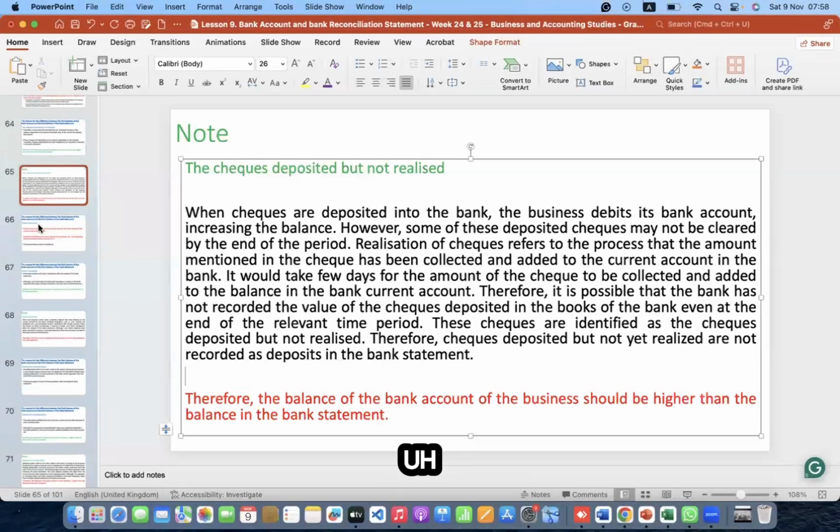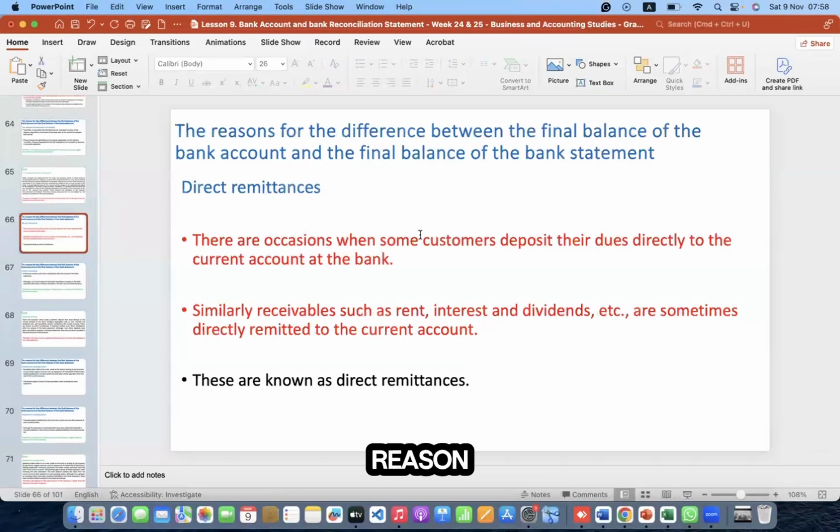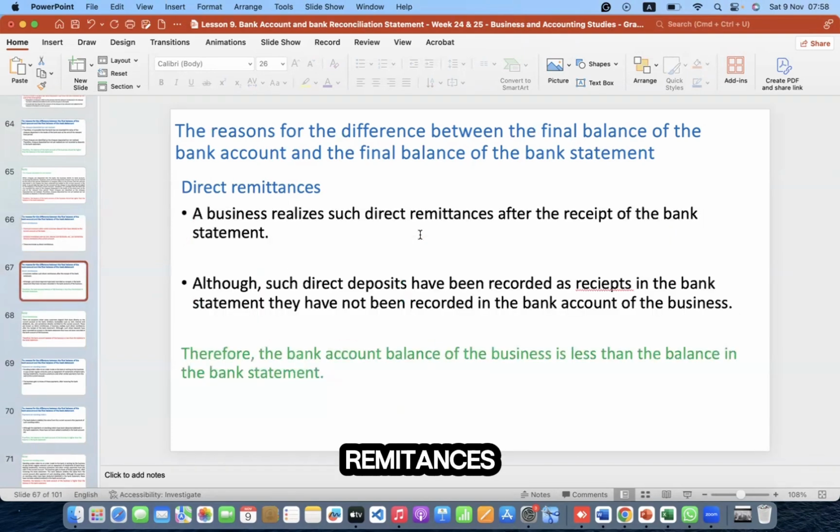Okay, let's move on to the next reason for the difference between the bank account balance and the bank statement balance. Direct remittances. Direct remittances කියන්නේ මොකක්ද? There are occasions when some customers deposit their dues directly to the current account of the bank. Similarly, receivables such as rent, maybe interest, dividends are sometimes directly remitted to the current account. These are known as direct remittances.